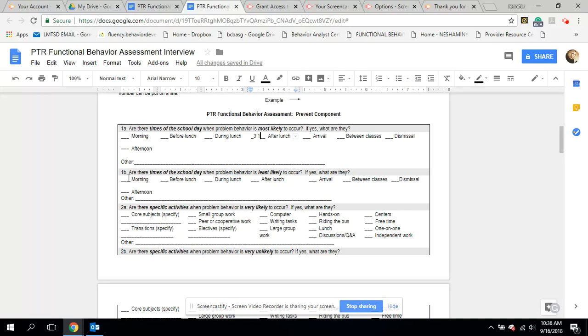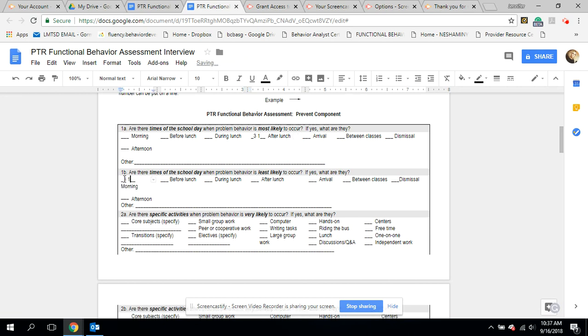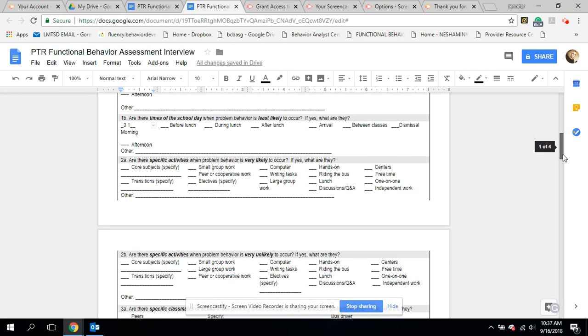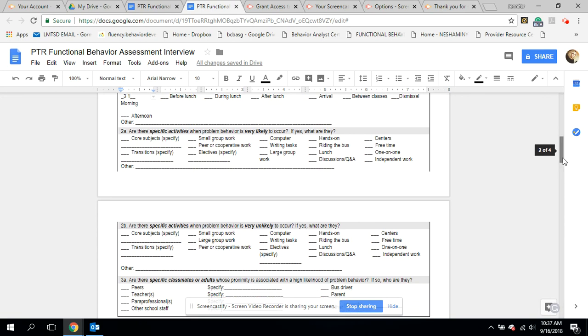And then come down to 1B: are there times of the day when the problem behavior is least likely to occur? So it means it probably won't happen in the morning. You would put, say, 3 and 1 here. Again, if you're able to. If you're not able to, if you don't have that much information on them, no problem. Don't worry about it. Skip that part.